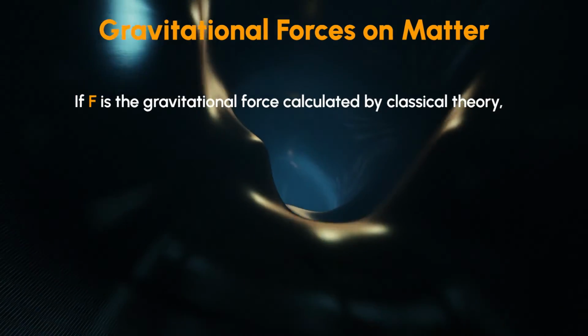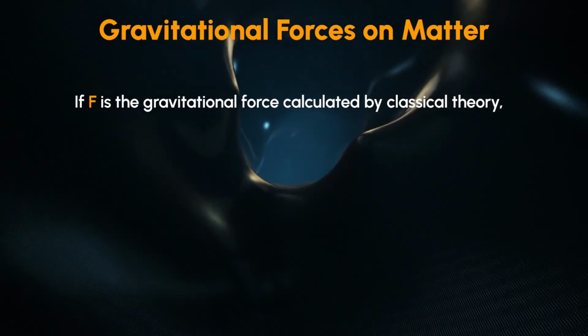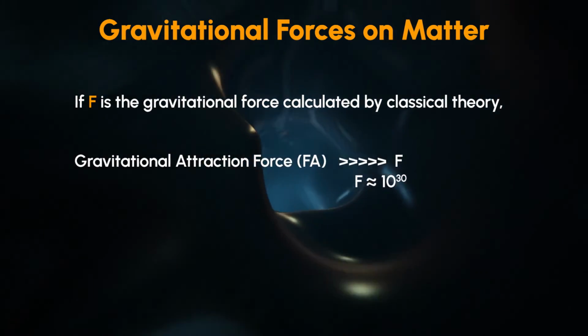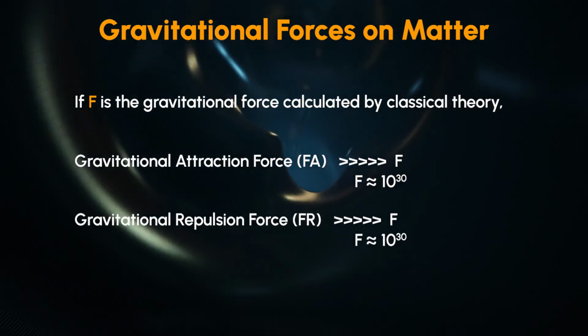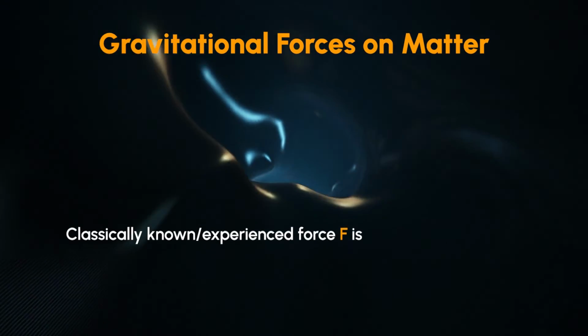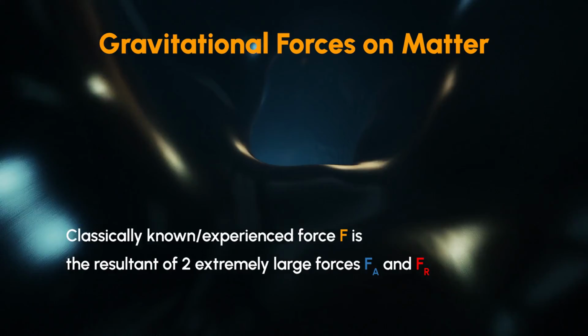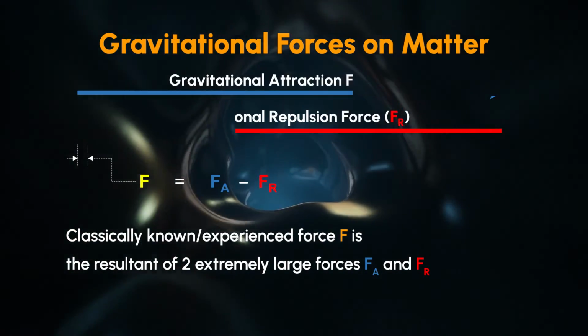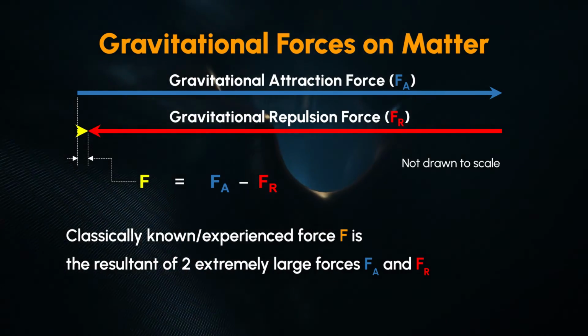Our calculations using experimental data yielded that, compared to the classically known gravitational force, the orders of magnitude of both the attraction and repulsion forces are extremely large. The classically known gravitational force, which is identified as the weakest of the 4 fundamental forces, is actually the resultant of 2 extremely large forces.